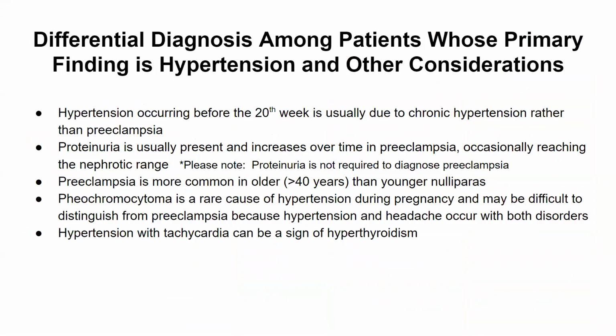For differential diagnosis among those, maybe you have primary findings in hypertension. Remember, hypertension occurring before the 20th week is probably hypertension that was undiagnosed rather than preeclampsia. I wanted to emphasize that proteinuria is usually present and increases over time in patients who have preeclampsia, and it can occasionally reach the nephrotic range, right? This is when we're seeing patients who are having some type of kidney failure or damage secondary to preeclampsia. Those of you that have taken a class with me before, remember proteinuria is not required to diagnose preeclampsia.